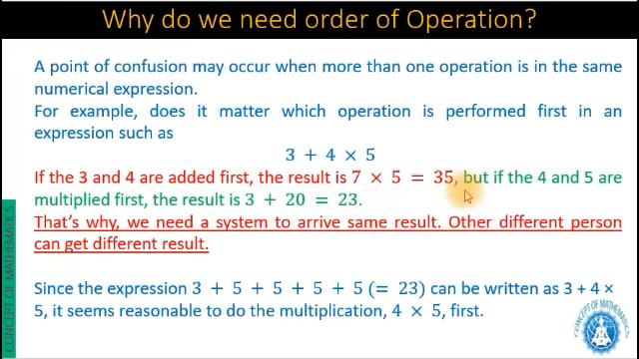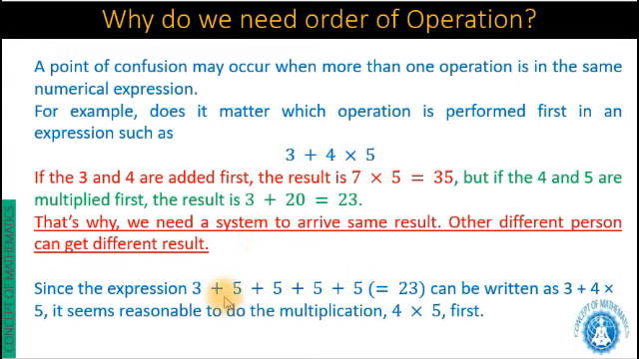Here we get two different evaluations. One is 35 and the other is 23. That's why we need a system to arrive at the same result. Otherwise, different people can get different results.